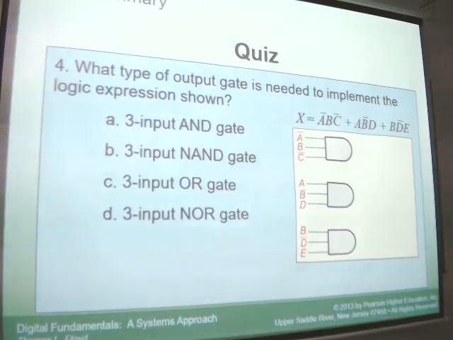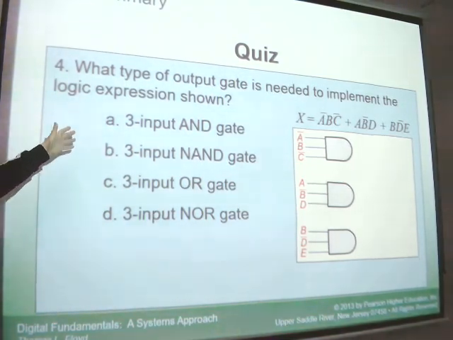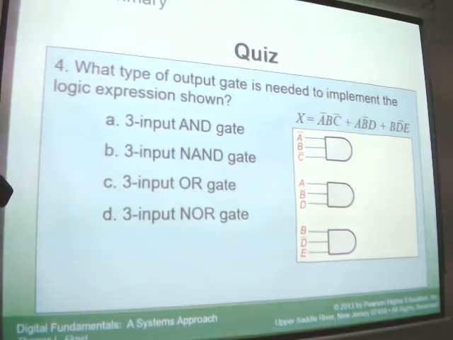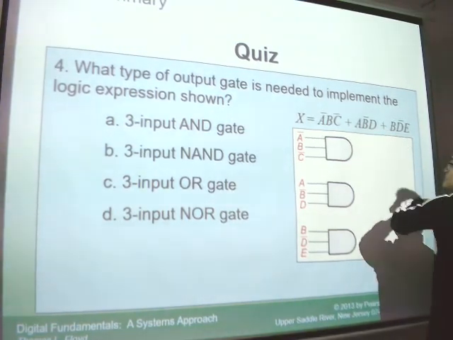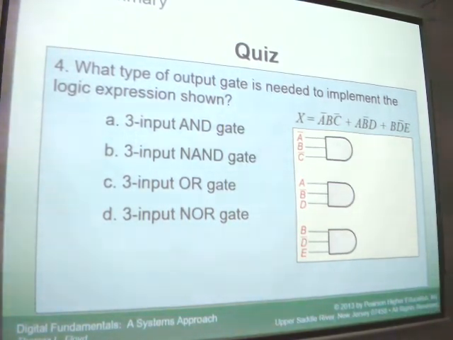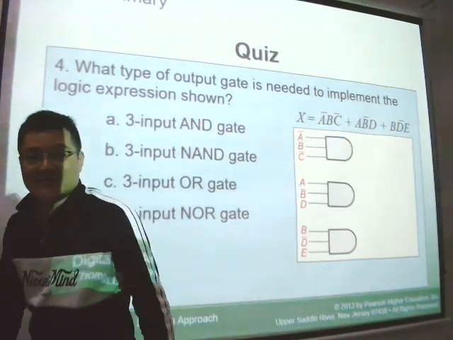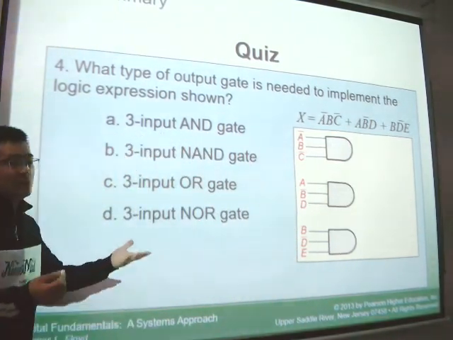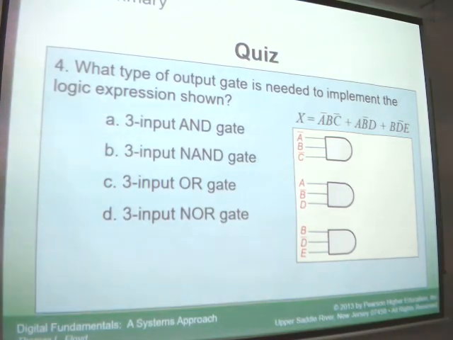They are ORed, right? So we need this output. So we need an OR gate, sir, a 3-input OR gate. The plus represents OR, so they are ORed. The answer is C.